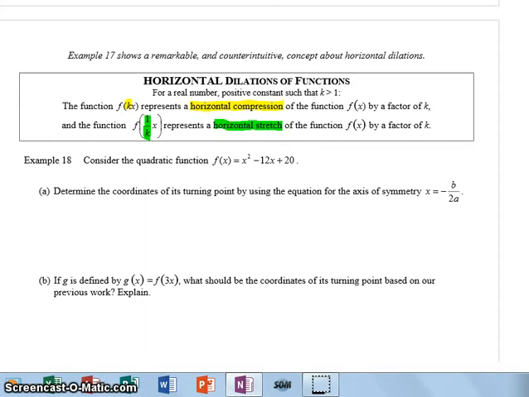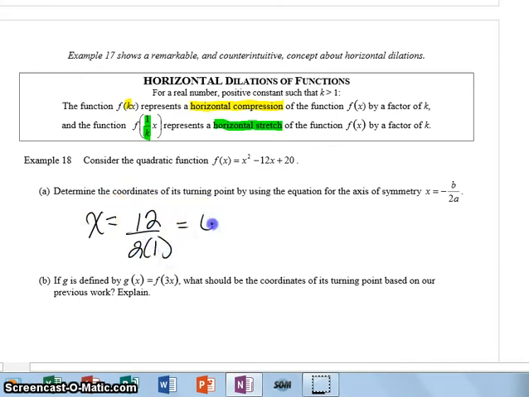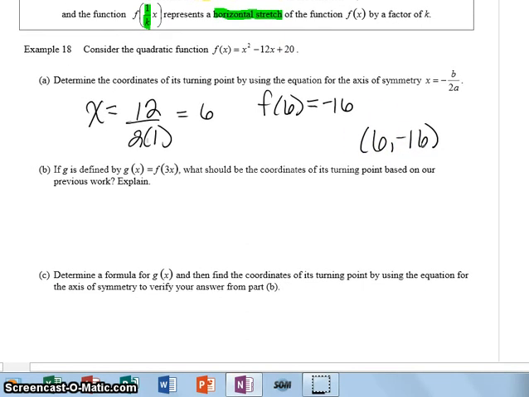So the next example here, consider the quadratic function, and it gives you, determine the coordinates of its turning point by using the equation. So x equals the opposite of b, which would be positive 12, over 2 times my a, which is 1, and that results in 6. Now when I go find f of 6, what does that mean? I'm really just plugging in 6 wherever I see x up here in the equation. I get negative 16. So my turning point is 6, negative 16.